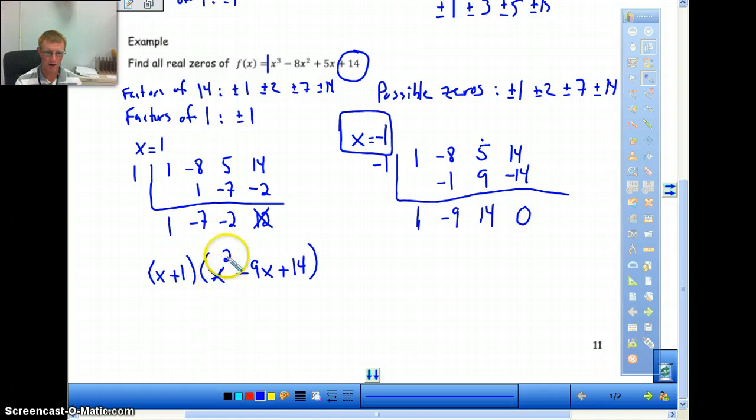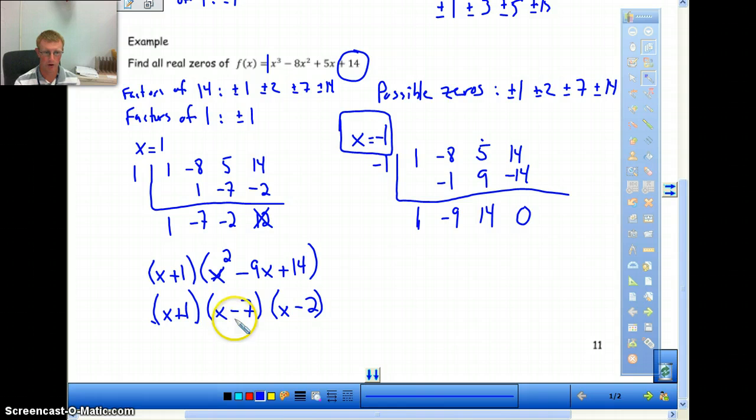We can factor x squared minus 9x plus 14. And we do that just doing factoring like we normally do. Put an x there. And then we're looking for two things that will multiply to be 14 that add up to be -9, which is going to be -7 and -2. So we have our three factors now, our x plus 1, x minus 7, and x minus 2.